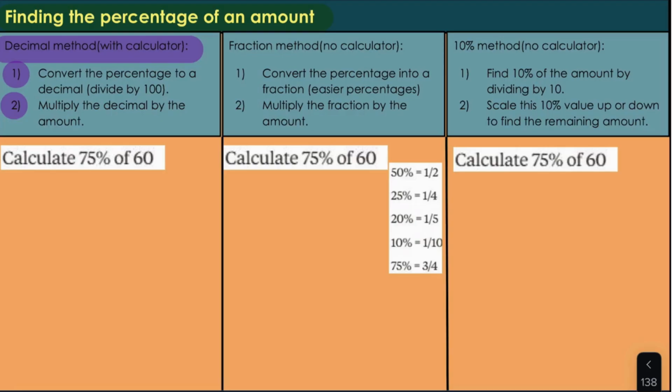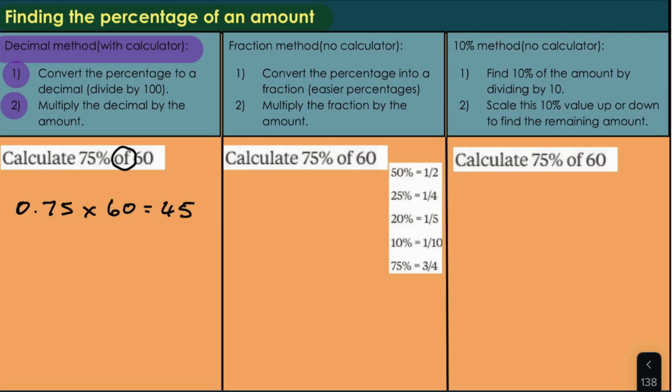Step 1. Convert the percentage to a decimal by dividing by 100. So 75%, 75 divided by 100 is 0.75. Step 2, multiply the decimal by the amount. Now the word of means we multiply. So we multiply by 60 and we get 45.